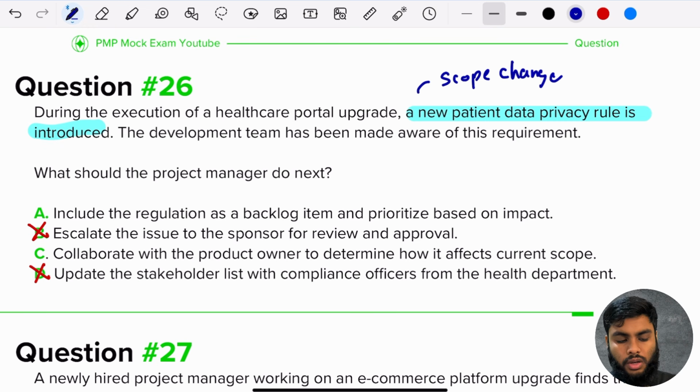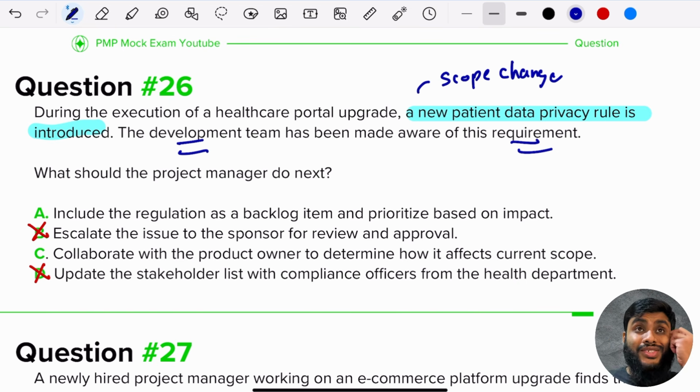Now let's look at this really, really carefully. During the execution of a healthcare portal upgrade, a new patient privacy system is introduced. The development team has been made aware of this requirement. Now, this is actually one of the changes in the exam that you can catch. It's very subtle. The exam won't tell you directly if we're dealing with an Agile project or a predictive project. But when they mention development team, when they mention software, you can automatically assume that you are dealing with an Agile project.